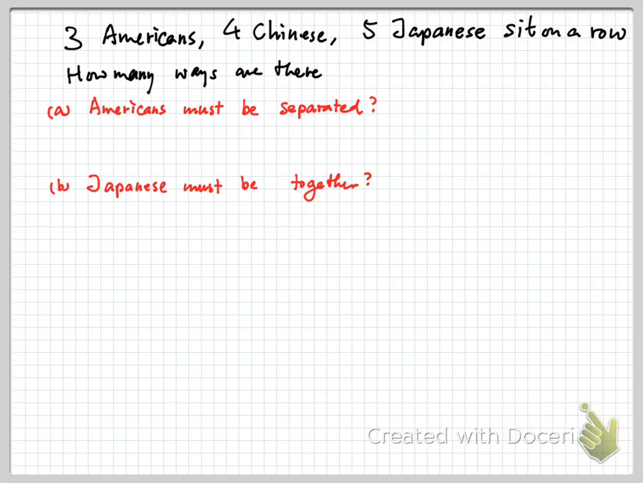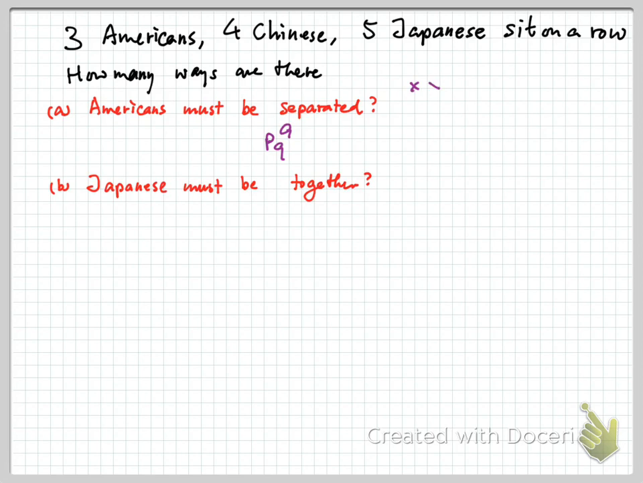But first, in part A, the Americans must be separated. So the three Americans cannot sit together. To do that, we think about the Chinese and Japanese, it doesn't matter. We only have Americans and non-Americans. So there are 9 non-Americans. We line up the non-Americans. That would be 9P9 ways we can do that.